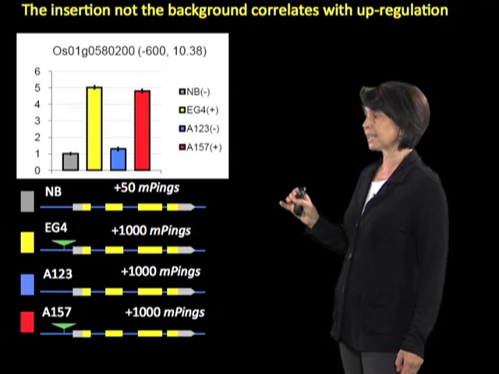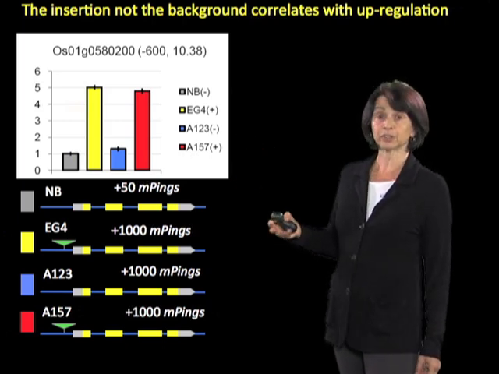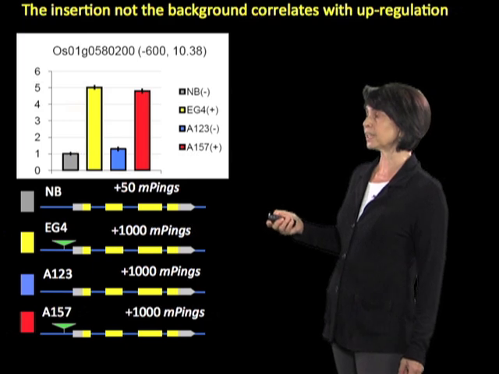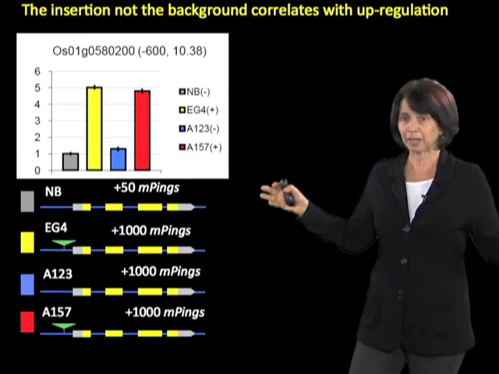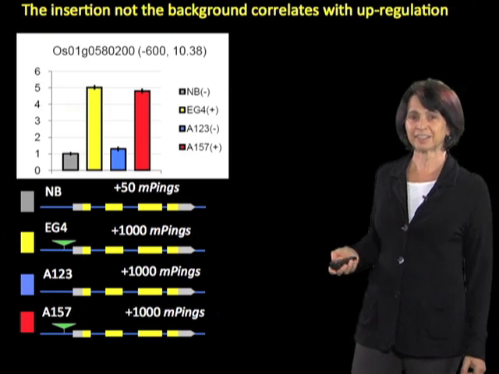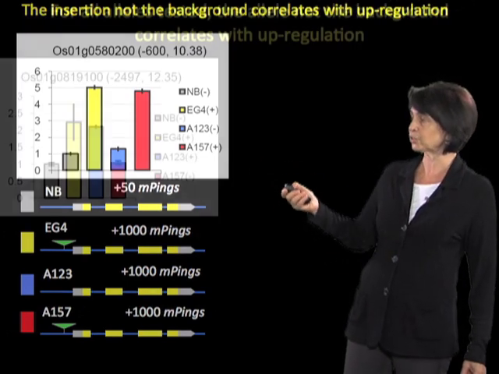A154 has the same insertion as EG4, and as you see, we get increased transcription. So this clearly tells us that the difference in transcription is due to the Emping, somehow, we don't know how, is due to the insertion of Emping at minus 600 from the transcription start site of this gene.